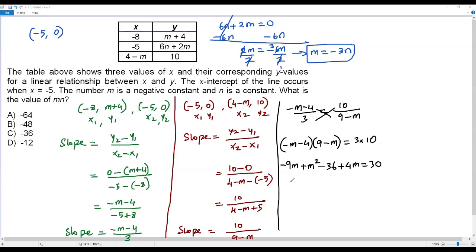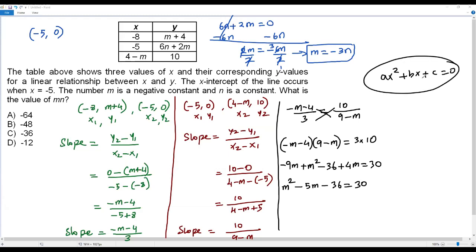Now we can write the terms in order. So we can write m squared at first. We can combine this negative 9m and positive 4m. So then I'm getting negative 5m, negative 36 equals 30. So here we have a quadratic equation. Let's write this quadratic equation in standard form, that is in the form ax squared plus bx plus c equals 0, so that we can solve it easily.